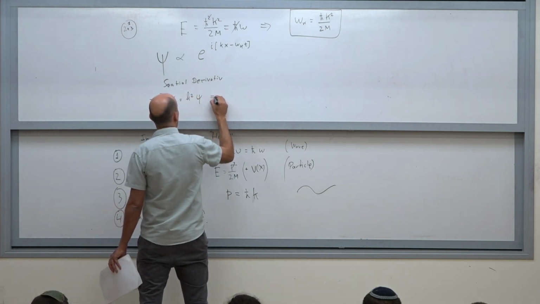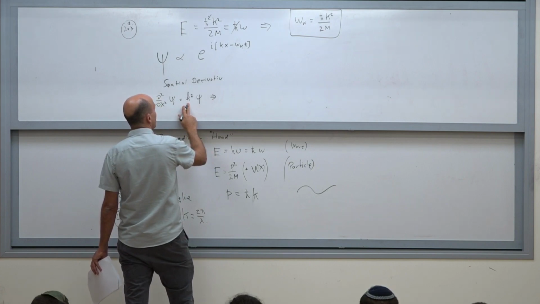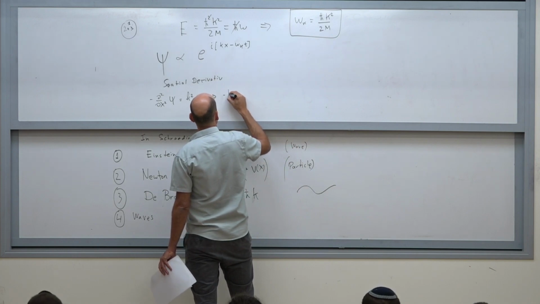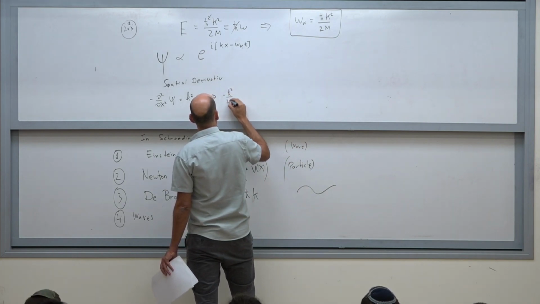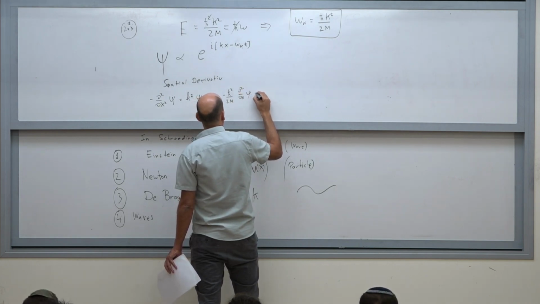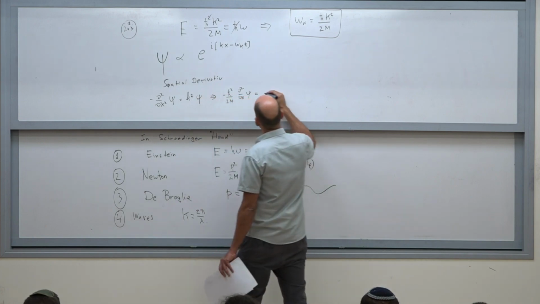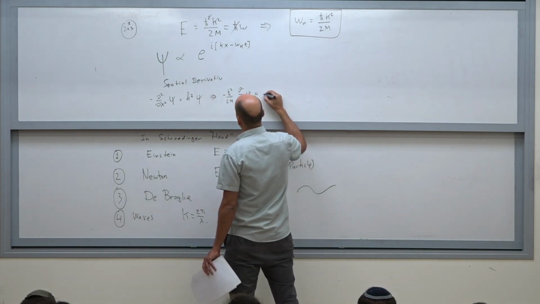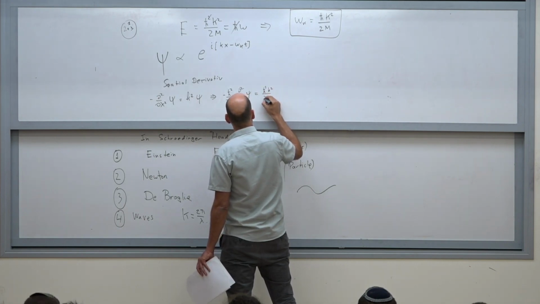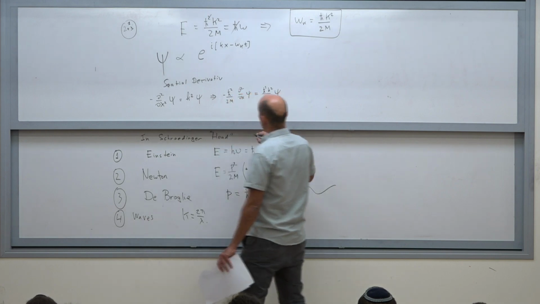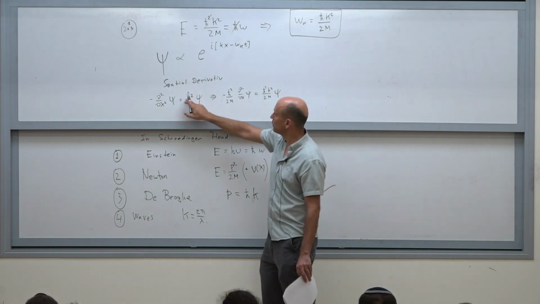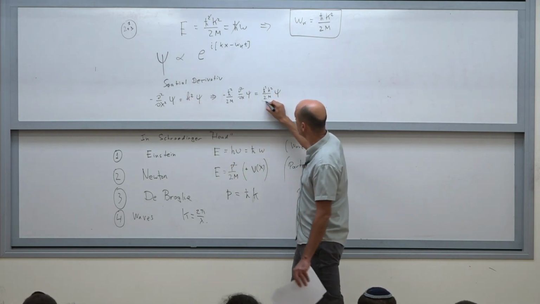I see this k squared. What does it remind me of? It reminds me of this k squared. So let us look at this. Minus h bar squared over 2m, second derivative in space of the wave, that is equal to h bar squared k squared over 2m times the wave, right? Because this is the energy, and I just multiply this by h bar over 2m. This is the energy.